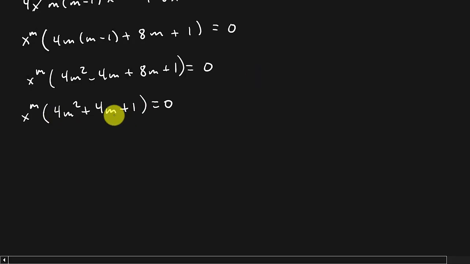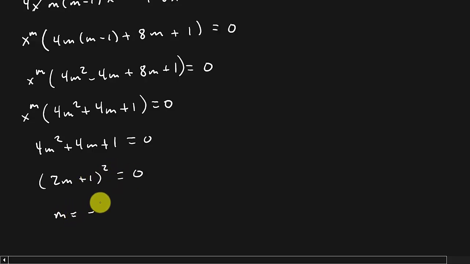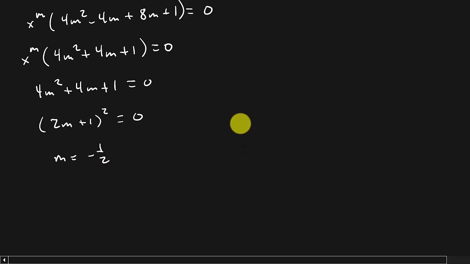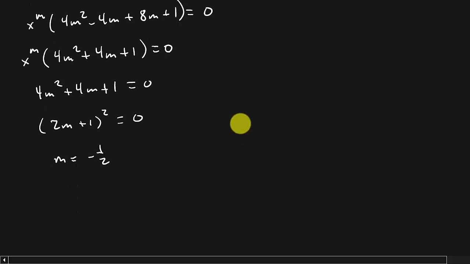And so we got 4m squared plus 4m plus 1 equals 0, and this is going to factor as 2m plus 1 squared equals 0, so m is equal to negative 1/2. And so I got m equals negative 1/2, but this is multiplicity 2, so I've got 2 solutions. So let's just write it out. m1 is negative 1/2 and m2 is negative 1/2.